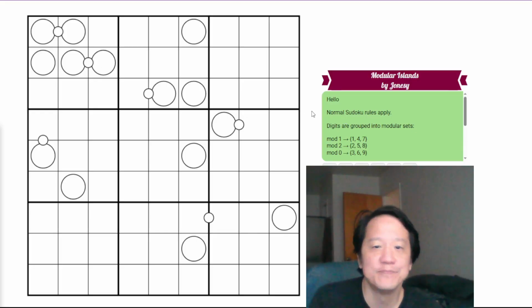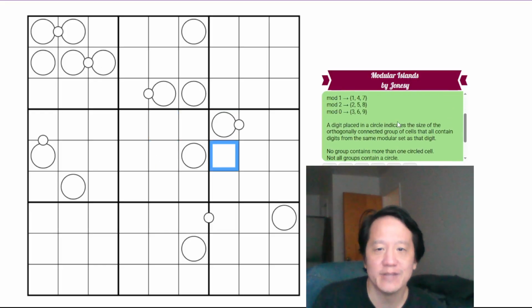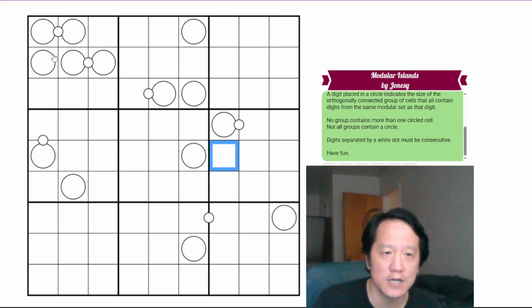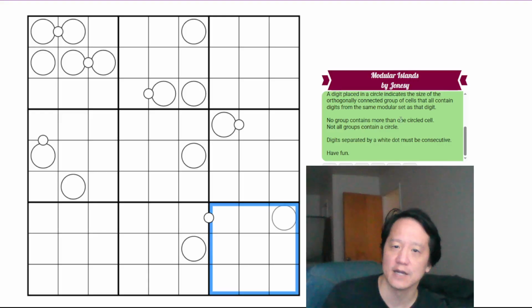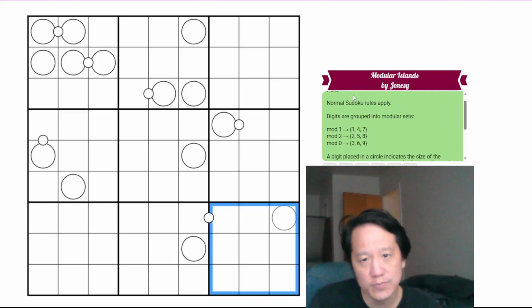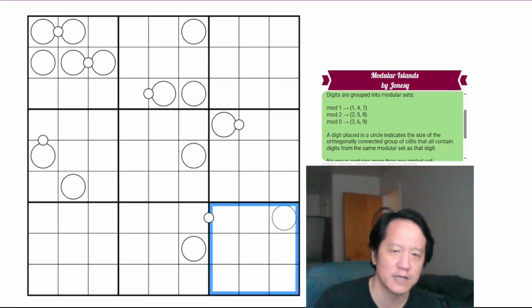We have normal Sudoku rules apply, which means in every cell in the grid, place a single digit such that every row, column, and designated 9-cell region contains the digits 1 through 9 exactly once each. Digits are grouped into modular sets. We have the mod 1 set.